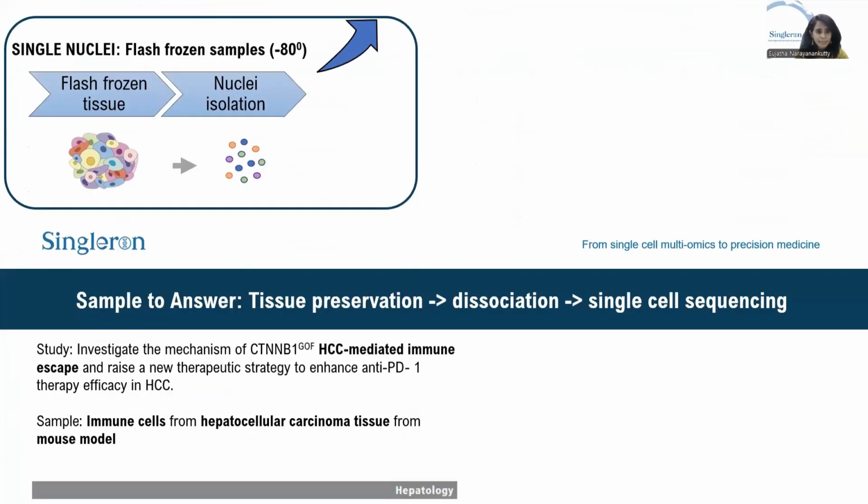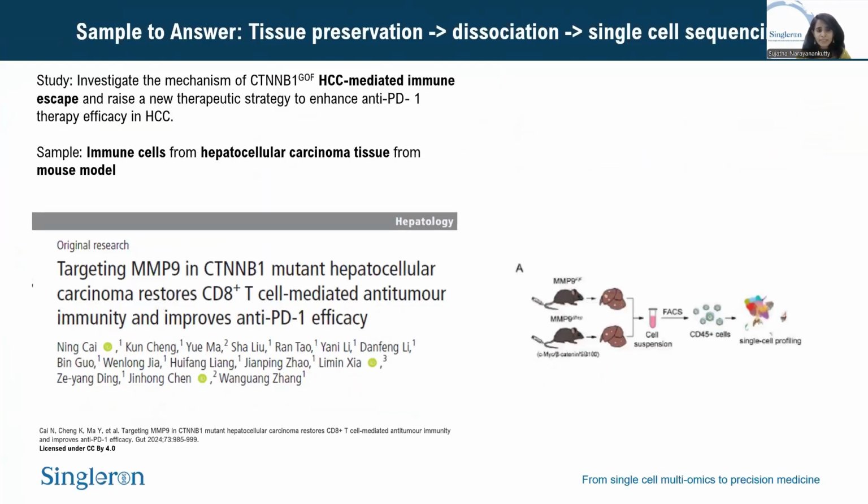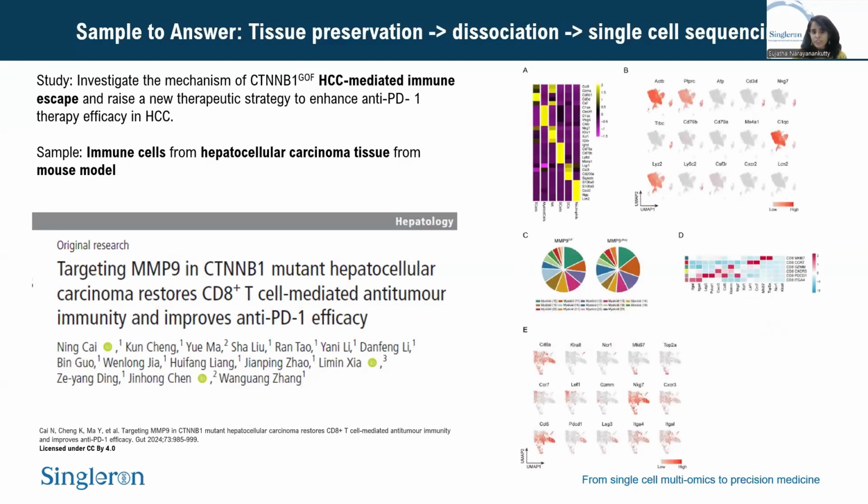And then just to step back and go through all these products that I spoke about, here's a study where they've used a tissue preservation buffer to preserve samples from a mouse. Then they've used dissociation to get a single cell suspension from the liver, did some enrichment of immune cells, and then did single cell sequencing. Using this, they were able to understand the mechanism of some immune escape from certain cells, and that gives them information to design new therapeutic strategies.